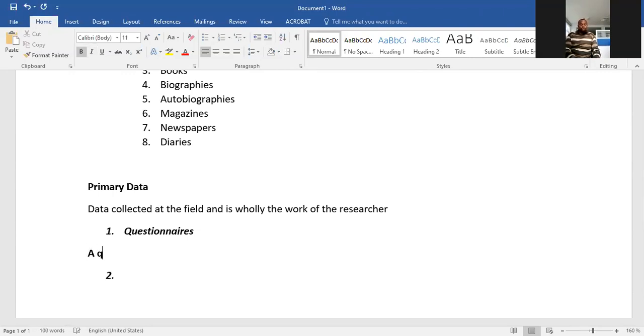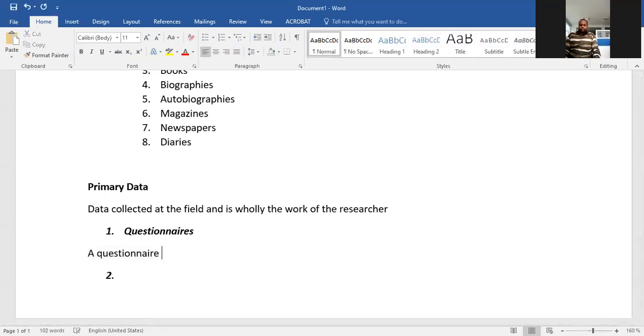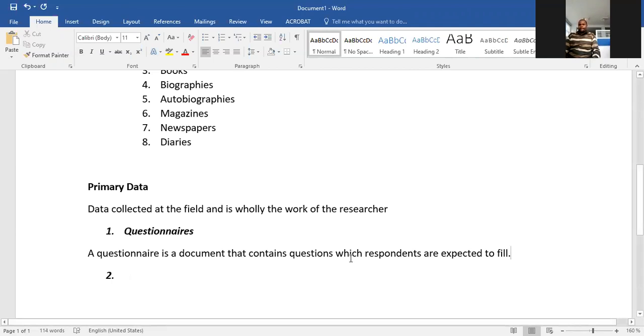Right? So a questionnaire is a document that contains questions which respondents are expected to fill. Right, so a questionnaire is a document that contains questions which respondents are expected to fill.